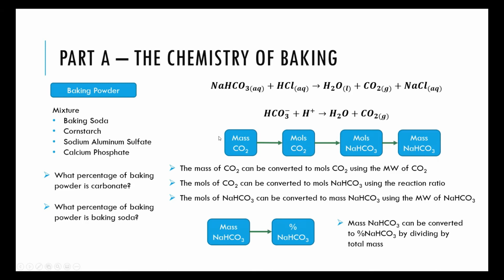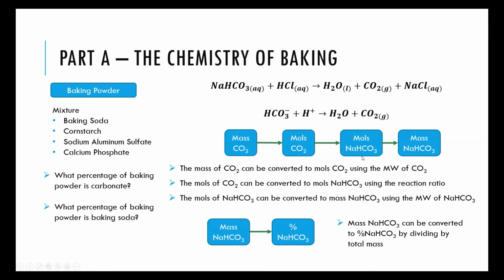You'll take the mass of carbon dioxide and convert that into moles of carbon dioxide. But looking at the full chemical equation, just as 1 carbon dioxide comes from 1 bicarbonate ion, one carbon dioxide also will come from one sodium bicarbonate. So using the molecular weight of sodium bicarbonate, you can convert moles of carbon dioxide into moles of sodium bicarbonate using the 1-to-1 ratio. They're equal to each other.